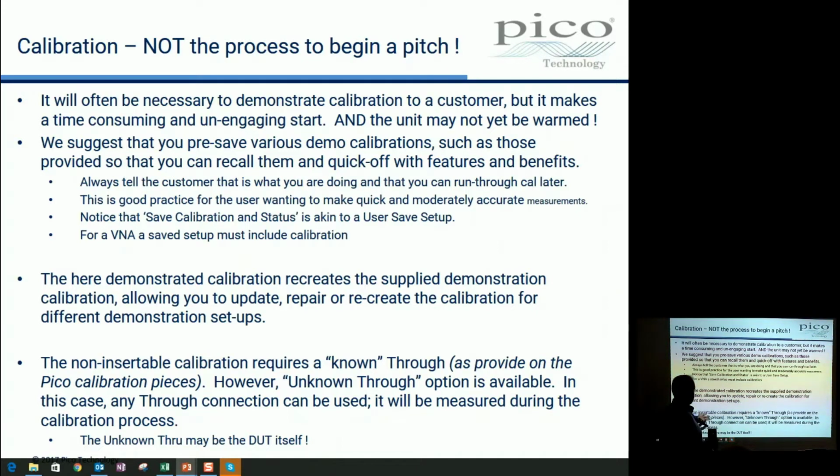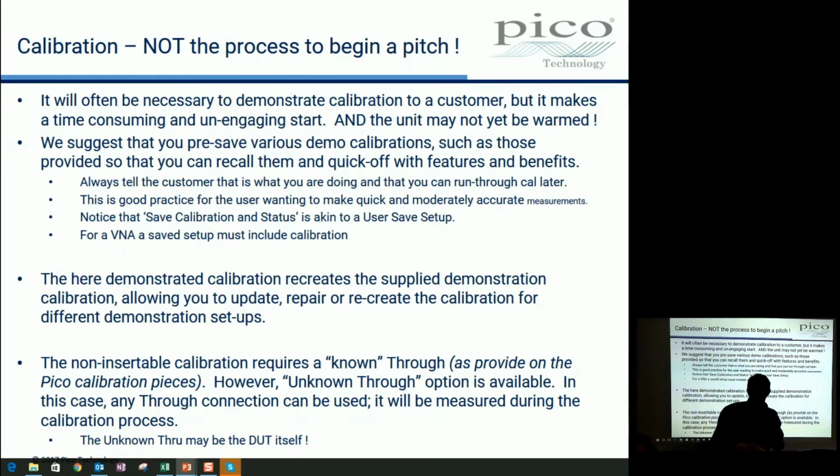The non-insertable calibration, there are two options. It requires a known through, and the known through is provided on our cal kit. So we have short, open, load and through. That's a known through. It has data associated with it in the calibration file. However, we also have the option of calibrating with the unknown through.